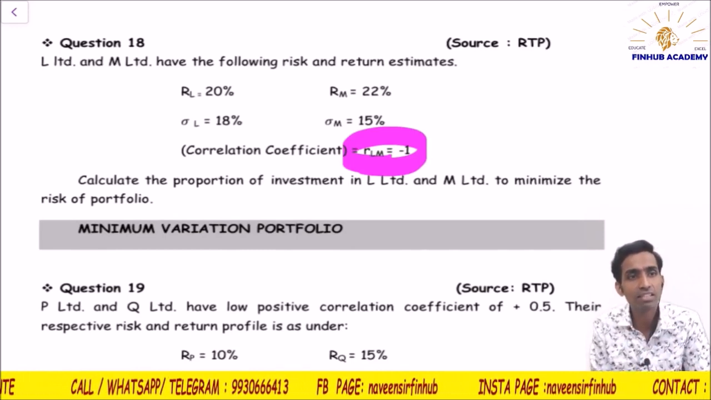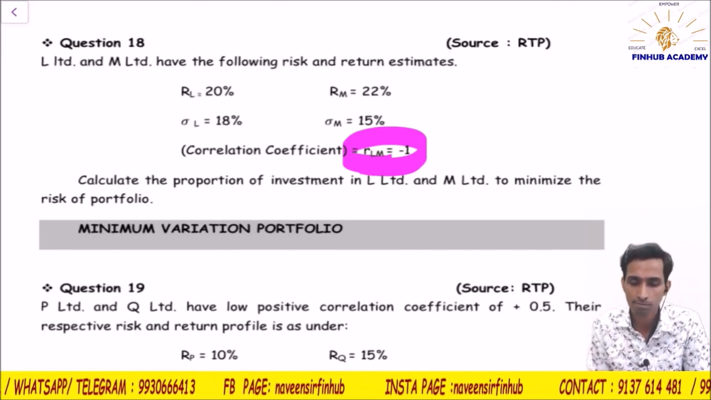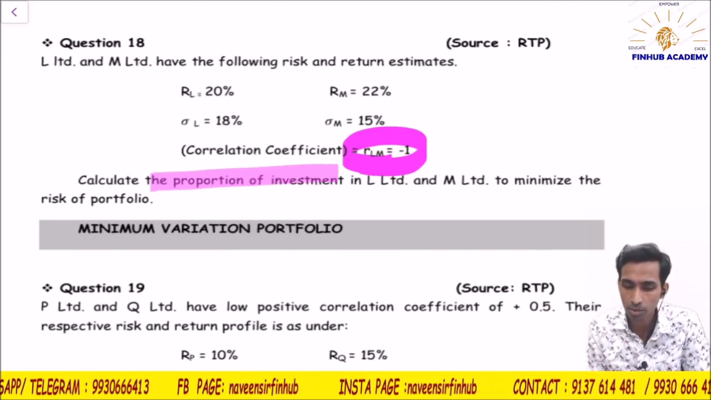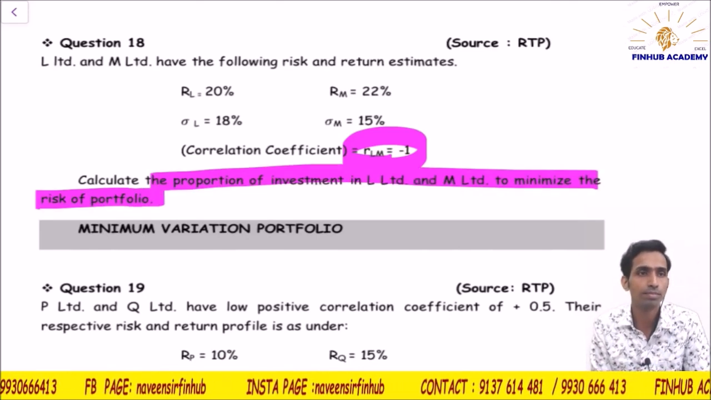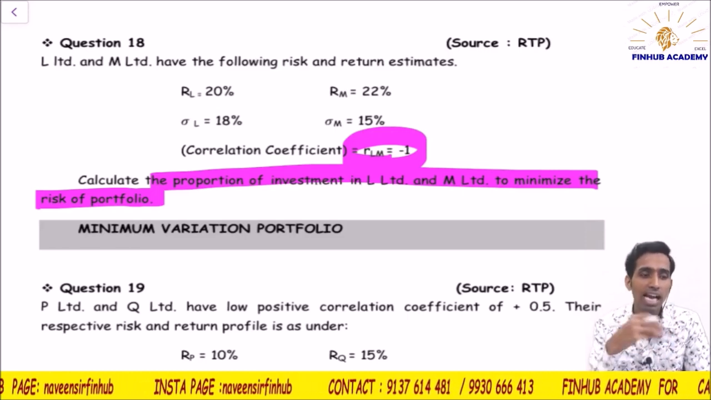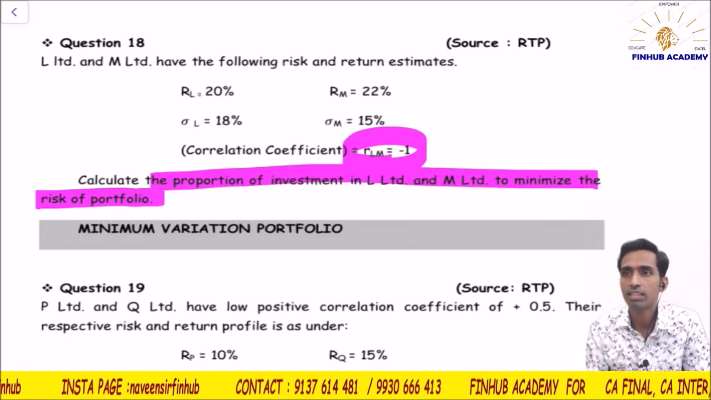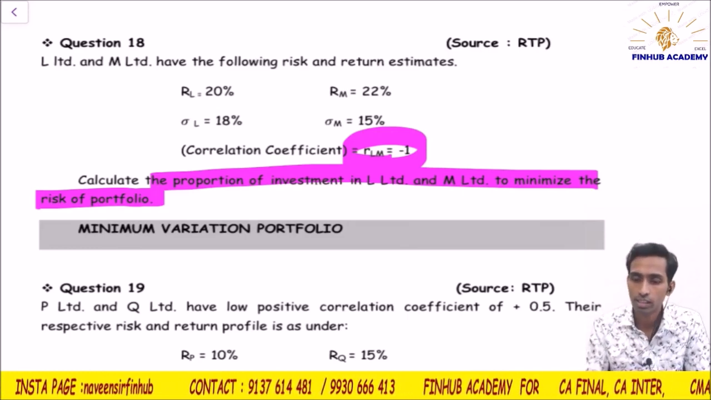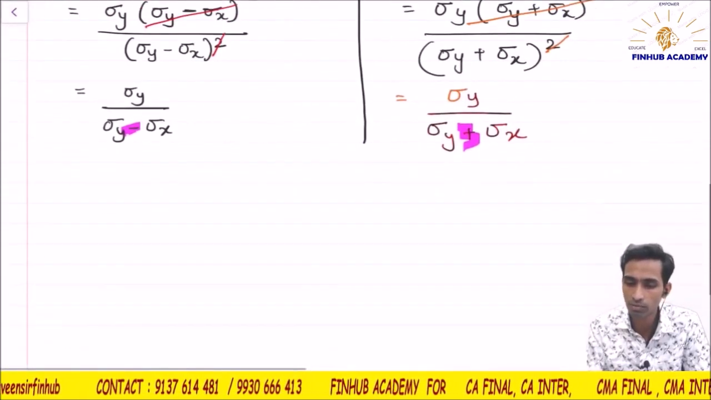Exactly. Can we diversify? Yes, 100% we can diversify. Okay, we can minimize the risk. Calculate the proportion of the investment of M Limited to minimize the risk of the portfolio. Okay, what should be the proportion weights of L and M so that we can minimize the risk of the portfolio. Okay, so we know when R is -1, this will be the formula.